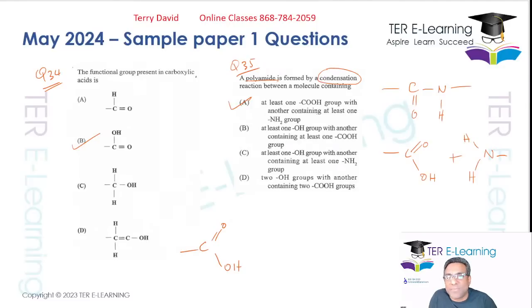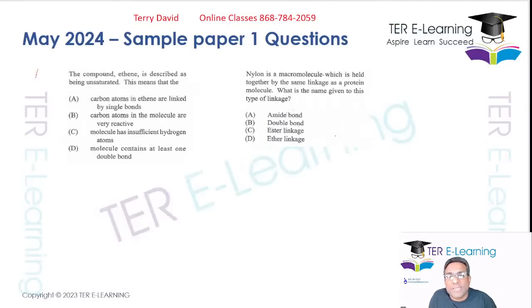That's question 35. Question 36, and question 37. Question 36: the compound ethene is described as unsaturated. This means that what? What do they mean by unsaturated? Question 36.